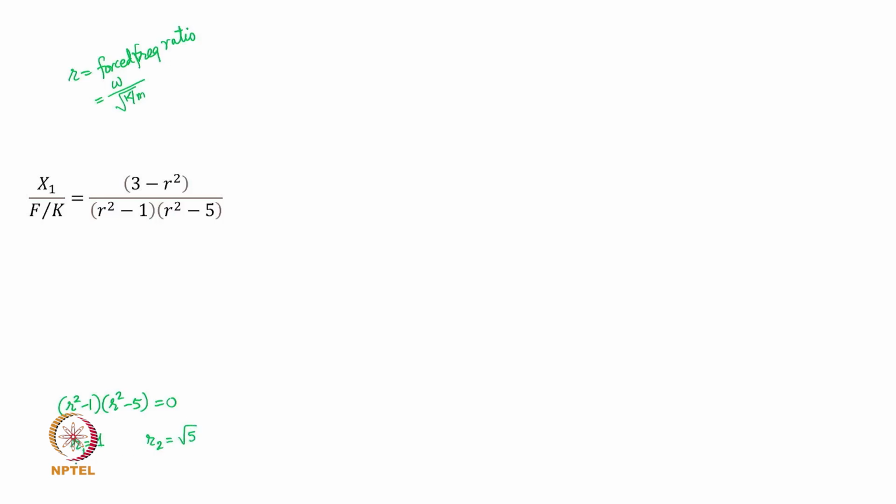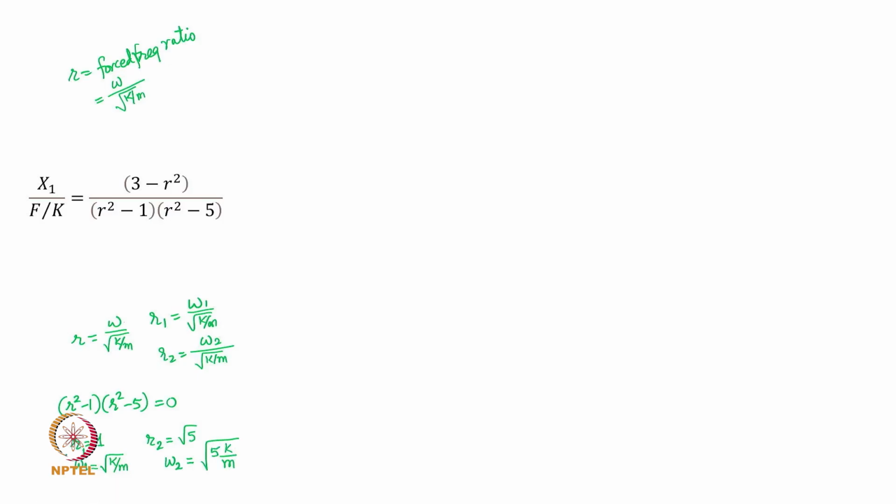Now, we have already seen that R is what? R is omega over square root of k over m. So if I write this R1 as omega 1, resonance frequency 1, equal to what? 1 times square root of k over m. And this omega 2, because R2 is going to be again omega 2. So this R1 is going to be omega resonance 1 upon square root of k over m, and R2 is going to be omega resonance 2 upon square root of k over m. So this is going to be square root of 5 k by m.